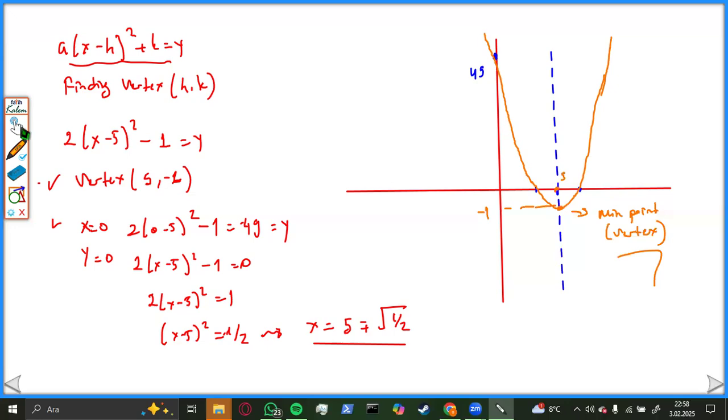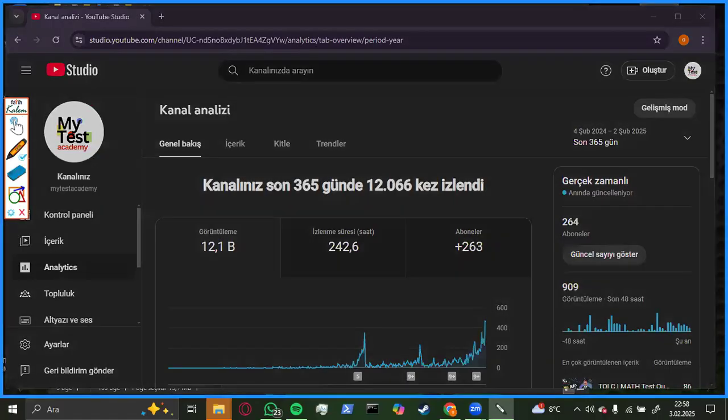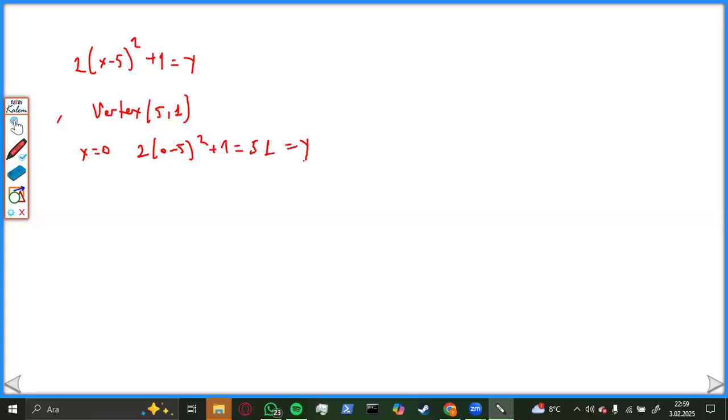Okay, let's check the other form. Before checking the other form, you can also see such kinds of questions. Be careful for that question. Assume that right now, this is the quadratic equation once again, and find the same values. The vertex is (5, 1). Okay. What about x and y intercepts? X is 0, so 2 times (0 minus 5) squared plus 1. It is 51. This is the y-intercept.